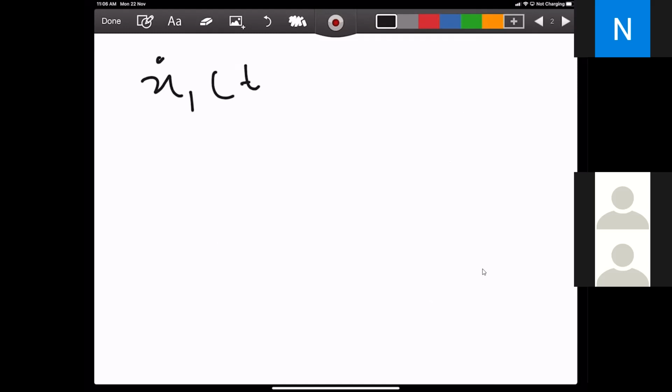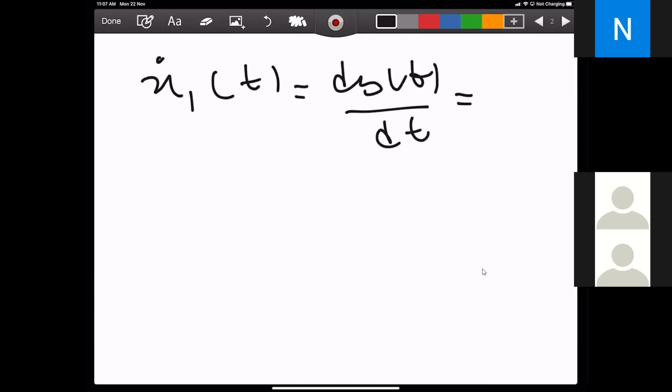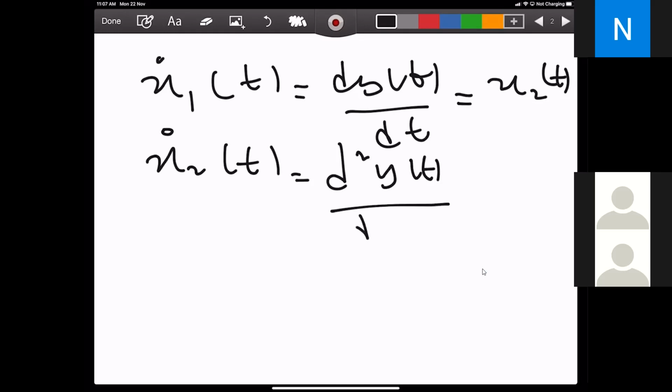So what is x1 dot? x1 dot is dy over dt, which is equal to x2. And x2 dot is equal to d square y over dt square, which is equal to what? x1 double dot. Equal to what? Derive it.